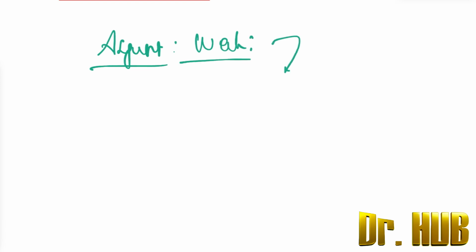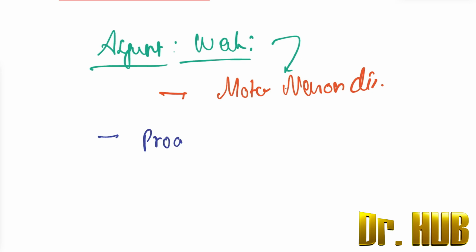Now let's look at the asymmetrical weakness. When you look at the asymmetric weakness, what is involved? In terms of asymmetric weakness, there is motor neuron disease and progressive muscular atrophy. And then comes the juvenile monomelic atrophy.